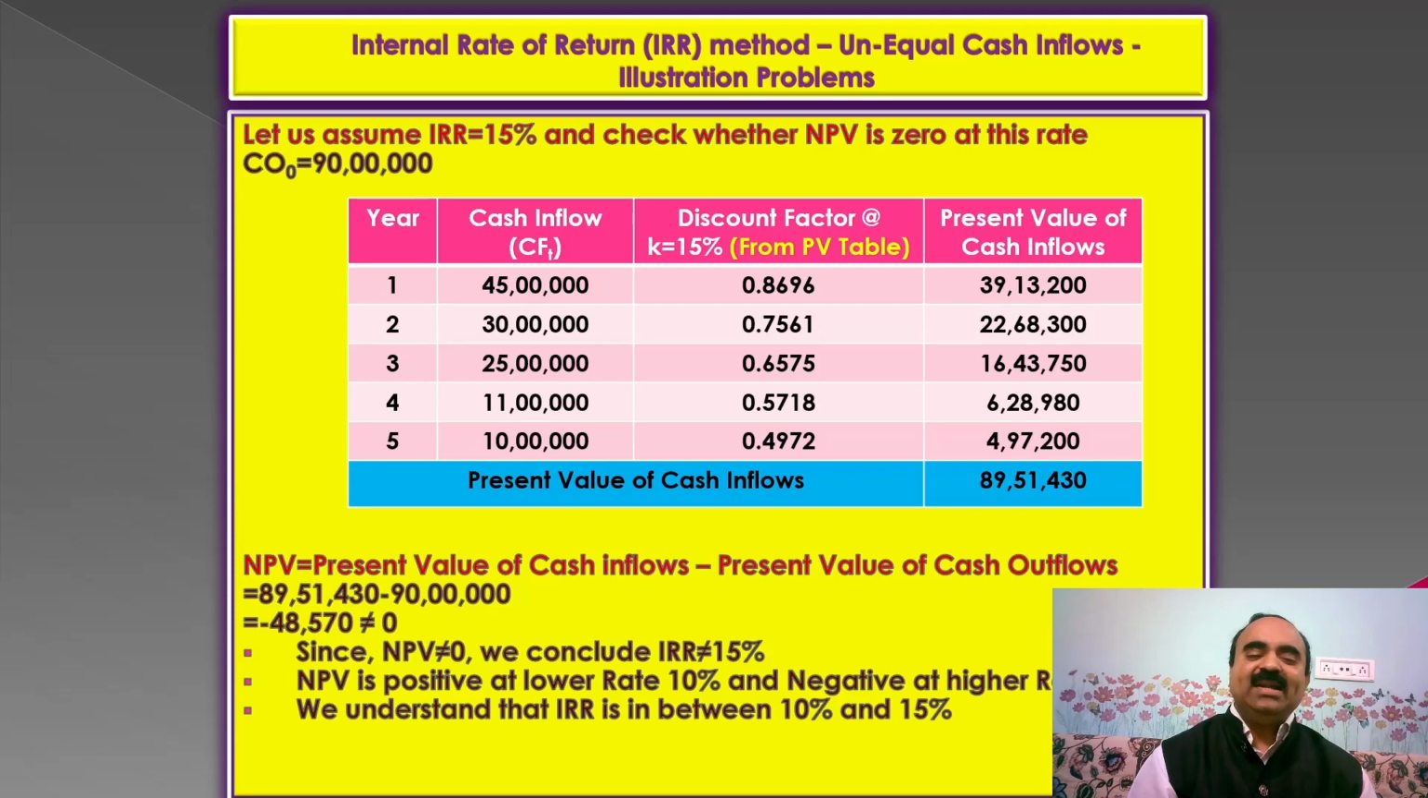As we already defined, NPV is equal to present value of cash inflows minus present value of cash outflows. That is equal to 89 lakhs 51,430 minus 90 lakhs, that is equal to minus 48,570, which is also not equal to 0. Since NPV is not equal to 0, we conclude IRR is also not equal to 15%. NPV is positive at the lower rate of 10% and negative at the higher rate of 15%. We understand that IRR is in between 10% and 15%.